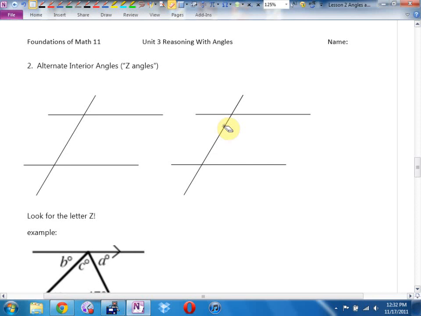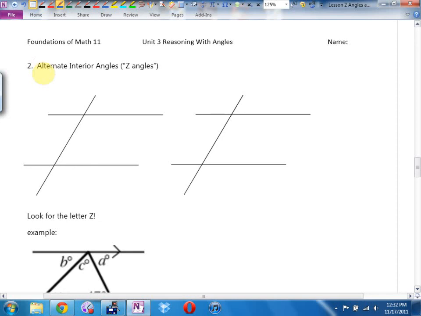Alternate interior angles, Z angles. There are two ways to remember this. I've seen some kids call these Zangles. I remember it: Z is the last letter of the alphabet, A is the first letter of the alphabet. I kind of remember they go together. Z, alternate interior. You're looking for Z's.